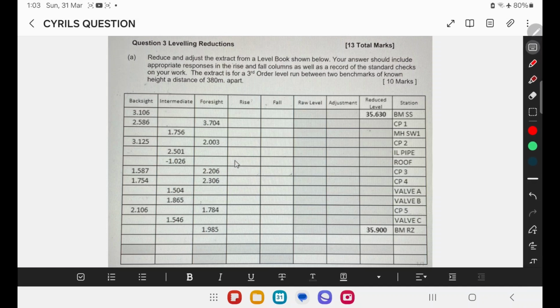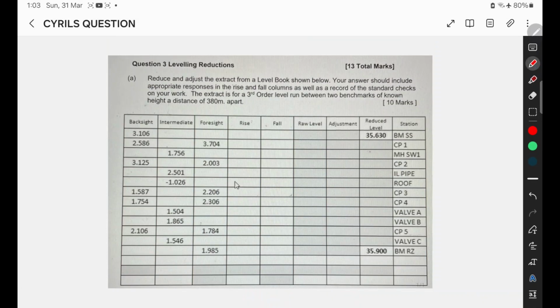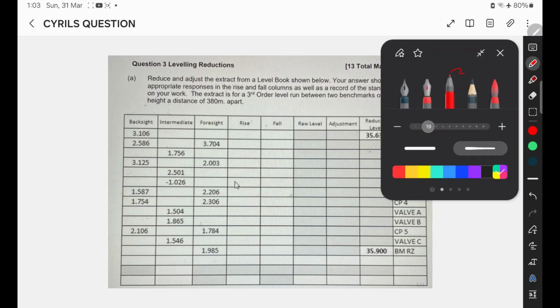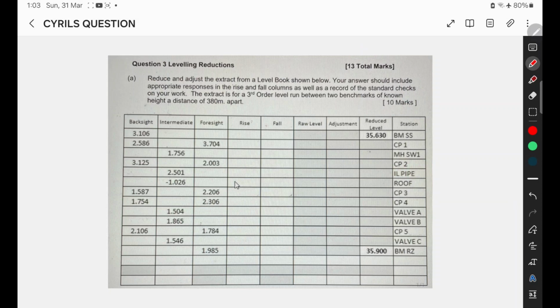We've got our red pen there. Oh, here we go. So we'll put our red pen just on 7 to start with, or 8, and we'll have a look at what we've got. So we've got a backsight there.